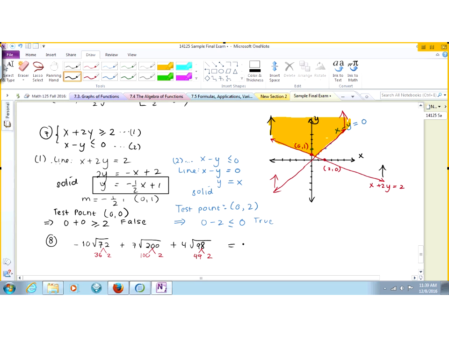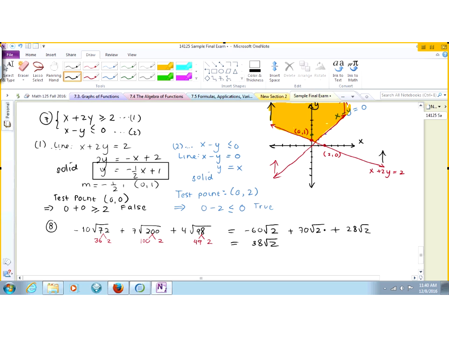So the 36 gets out. It becomes 6. So I have a negative 10 in the front. Negative 60 square root of 2 plus 70 square root of 2 plus, what is it? 28 square root of 2. So now we know what to do here. 38 square root of 2. Doable? Okay.